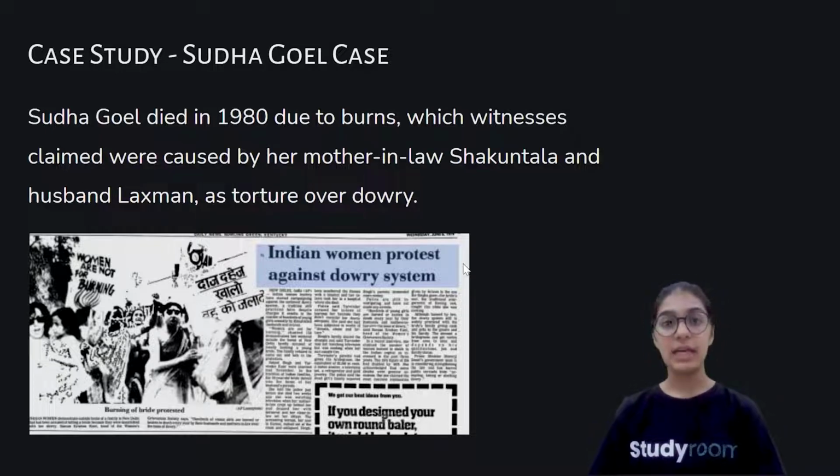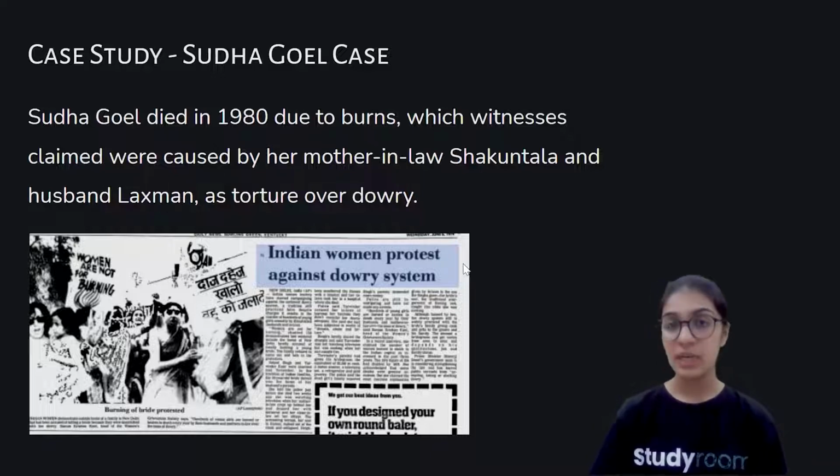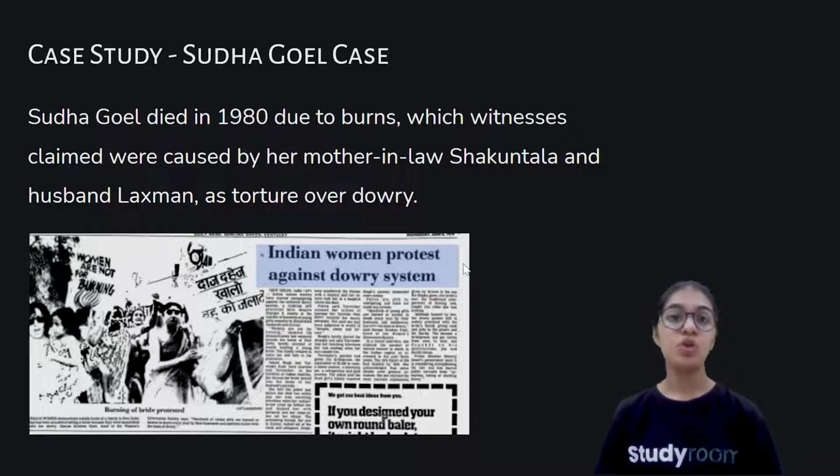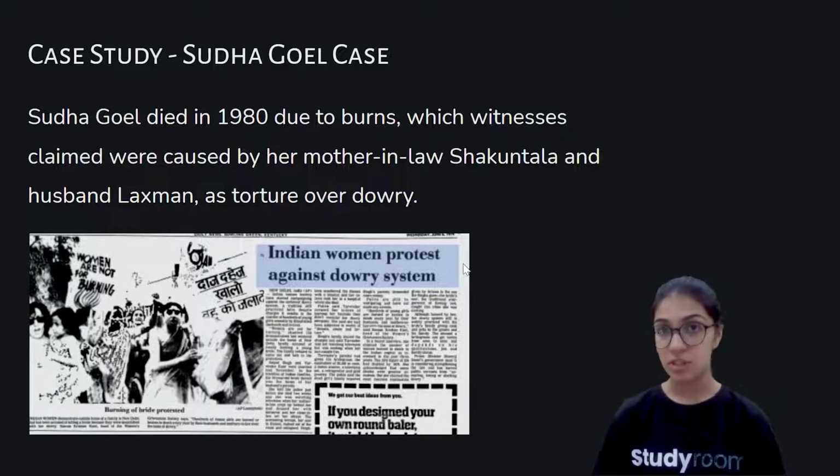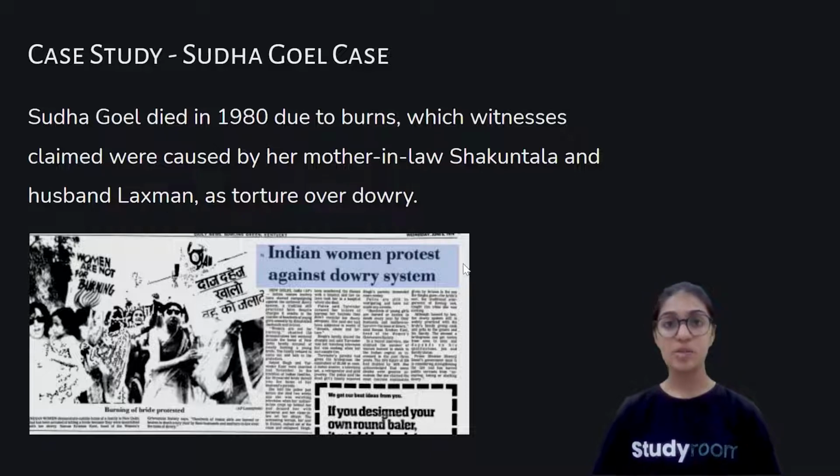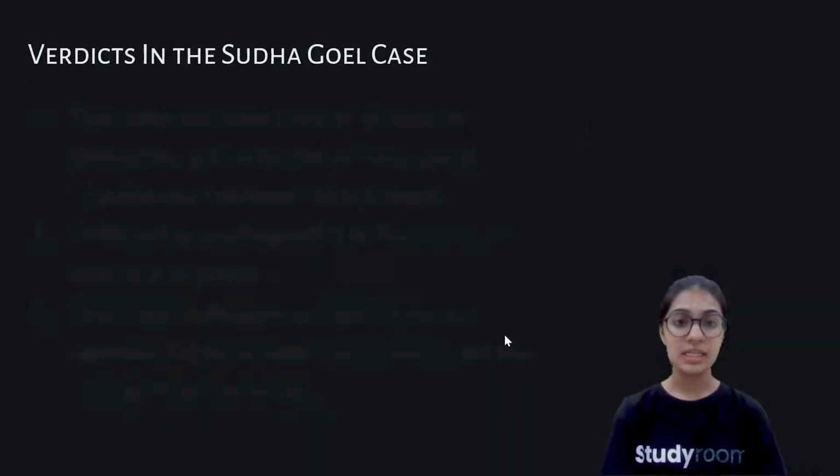They stated that they used to torture Sudha Goyal because of dowry and all that. They used to torture her, and so they burnt her. Sudha Goyal was not accidentally burnt. And so a case was filed against her mother-in-law and husband. Now what happened? Let's understand.